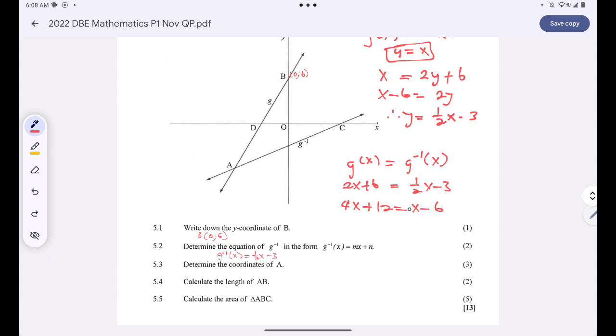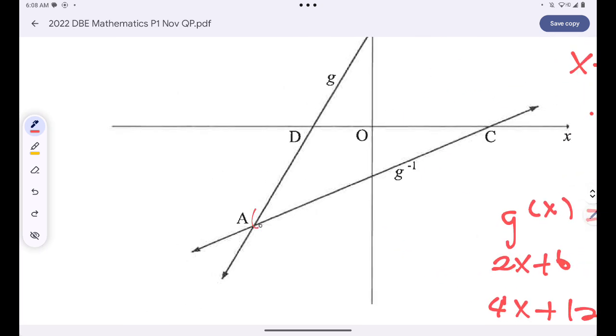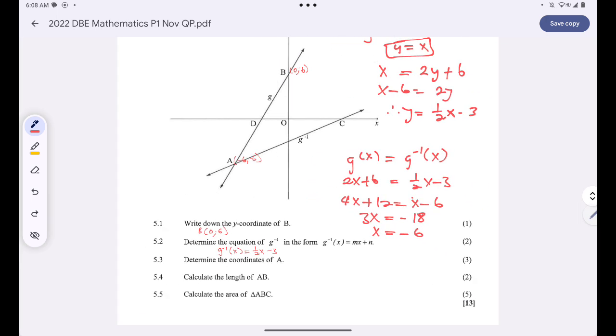Whenever I take this x to the other side, I'll have 3x equal to minus 18. So x is just equal to negative 6. Are we together? And then whenever I find the corresponding y value, I'll also find negative 6. Negative 6 and negative 6, those are the coordinates of A.